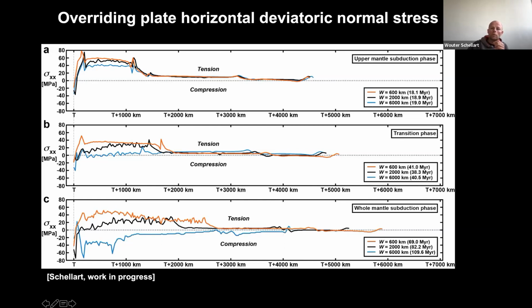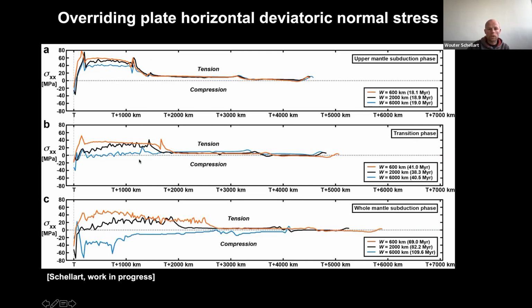So we can see for all three models in the upper mantle subduction phase that the overriding plate experiences deviatoric tension. I forgot to mention the horizontal axis here indicates the distance from the trench. So this is the trench location, T, and this is 1,000 kilometers from the trench, etc. And the vertical axis shows the deviatoric horizontal normal stress with positive values indicating tension and negative values indicating compression. All right, so positive numbers, tension only in the overriding plate during the upper mantle subduction phase for all models.